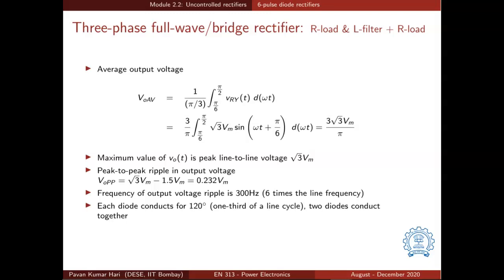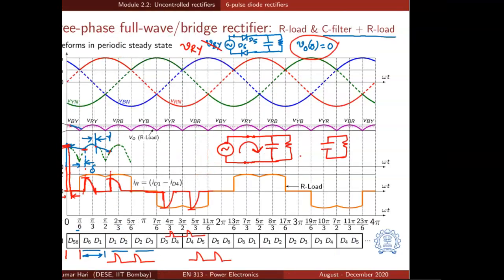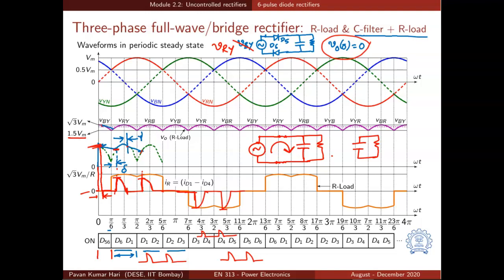Let us have a look at the average output voltage. The average output voltage in the case of R load and L filter with R load is given by this integral. VO average is equal to 1 by pi by 3. Now the repetition is just pi by 3, so I am talking about the average of this purple color waveform.